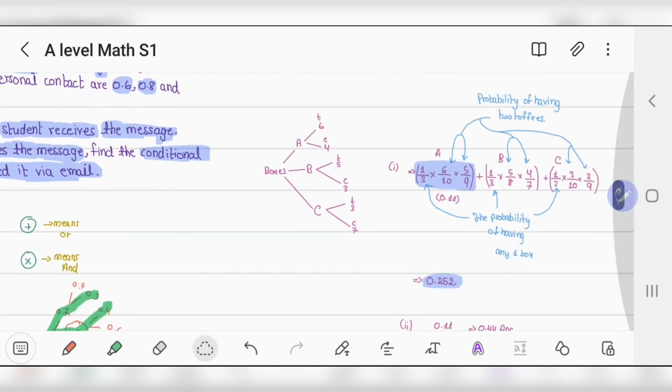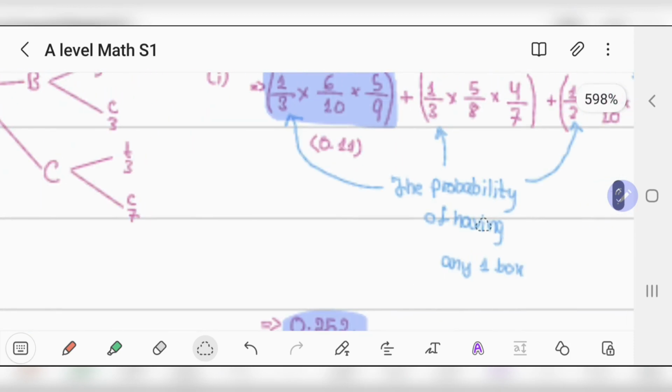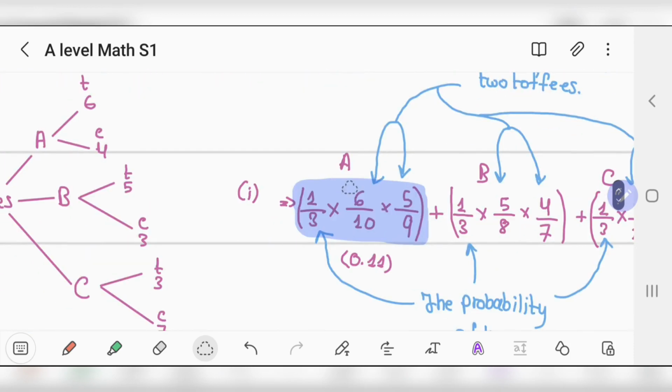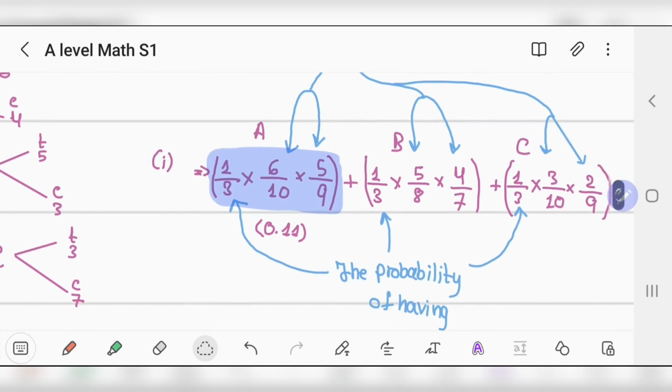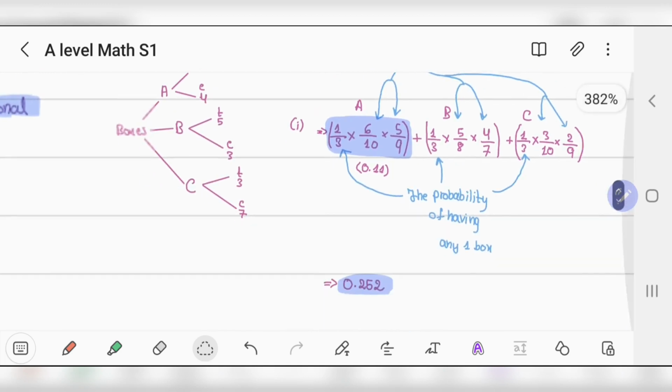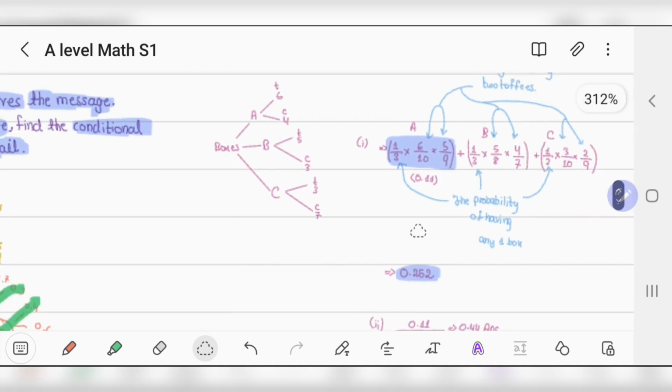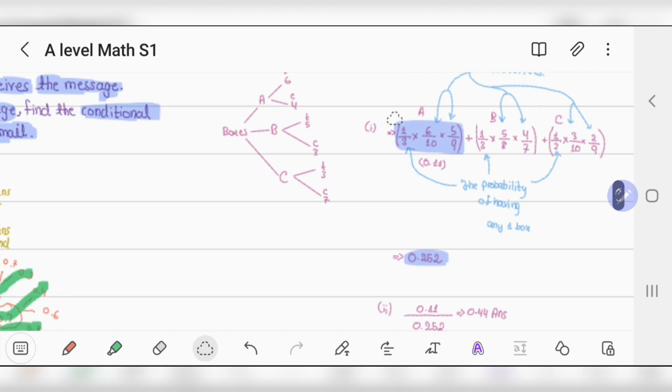And we also have to take into account the probability of having a box. The probability of having box A is 1 upon 3, having box B is 1 upon 3, and the probability of having box C is 1 upon 3. Just multiply and then add them up and you get this, right? So 0.252, and the probability of choosing box A is this. So yeah, this is the answer.